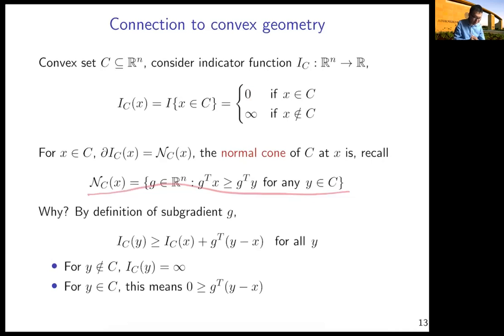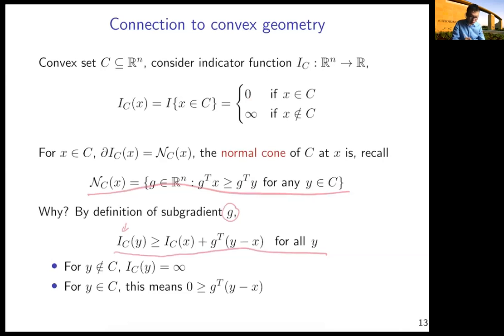So notice that this is the definition of the subgradients. If we can find a G that satisfies this condition, then that certifies by definition that G is a subgradient of this given function. In this slide, we are taking this function to be the indicator function with respect to a convex set C. Let's discuss two cases.